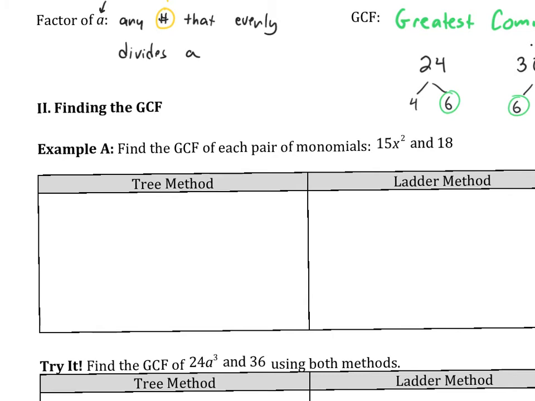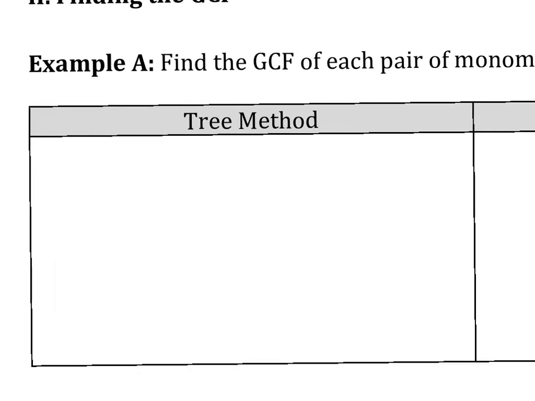All right, so it doesn't always have to be pure numbers. We could also be looking for the GCF of anything, any monomials. In this case, I have a quadratic monomial. Here, I just have a constant. So let's do the tree method for these. First, we have a 15x squared, and over here we have an 18.